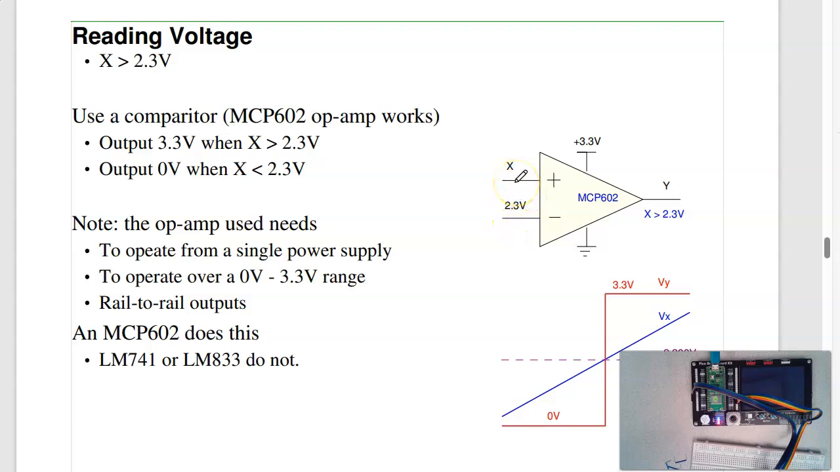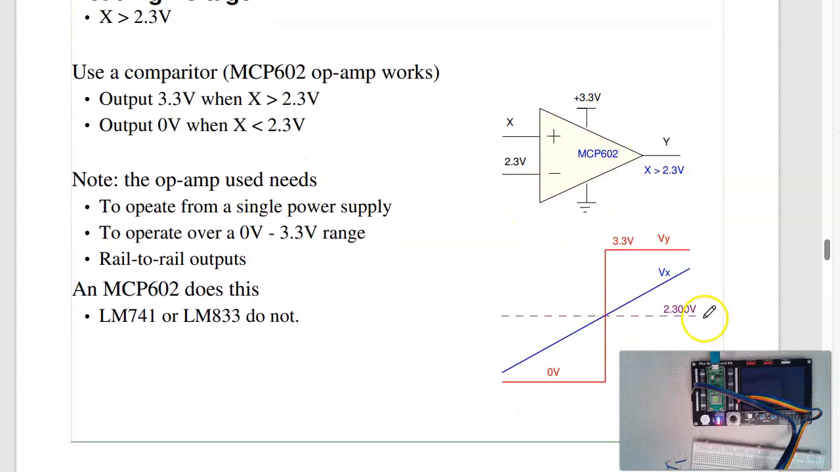If X is more than 2.3, the output slams high, logic level 1, 3.3 volts. If X is less than 2.3, it slams low to 0 volts. So here's the output, a nice clean binary signal. When X is more than 2.3, I get logic level 1. Less than 2.3, I get logic level 0.